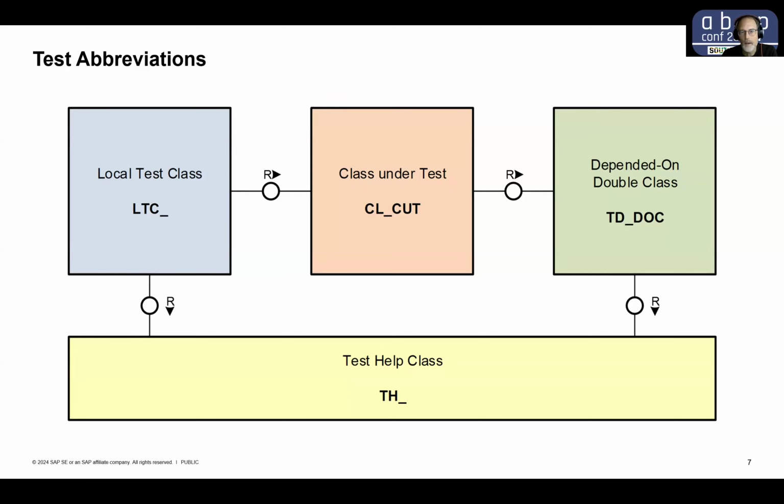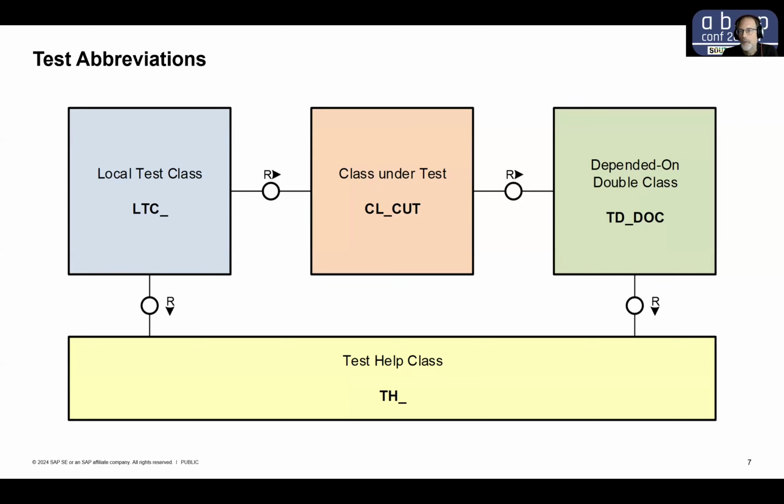What other colors do we have? Of course, when we start testing, we are working with test classes. If we do unit testing, we do it in the local test include of the class under test. So there we have local test classes, and those in diagrams show up as blue boxes.